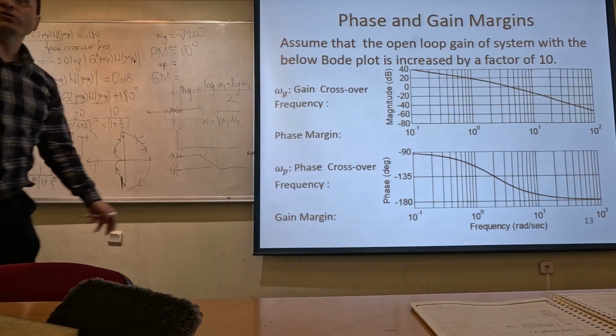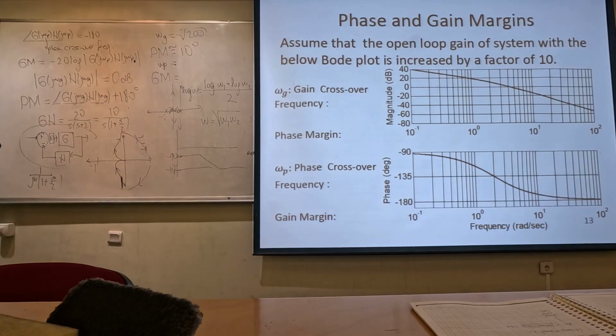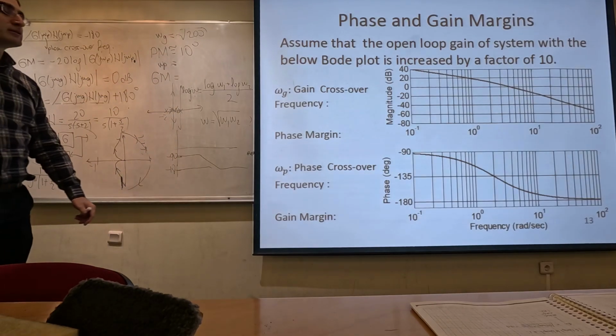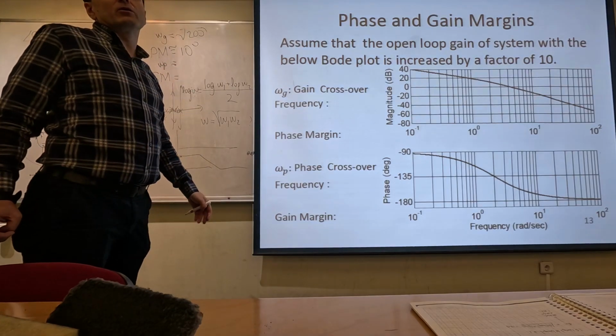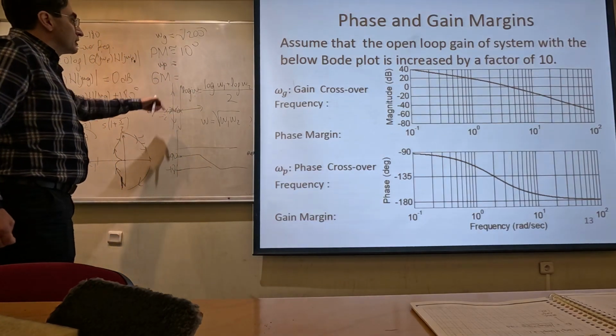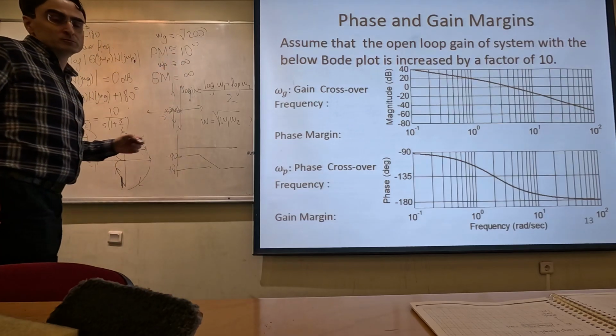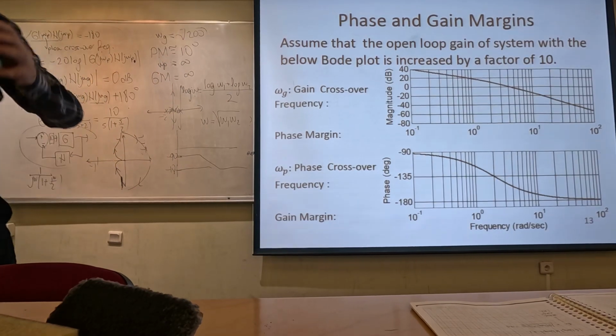So in this case, the closed loop system is still stable because the phase margin is actually positive. And I can look at the phase crossover frequency and the gain margin here, and both of them would still be infinite here.